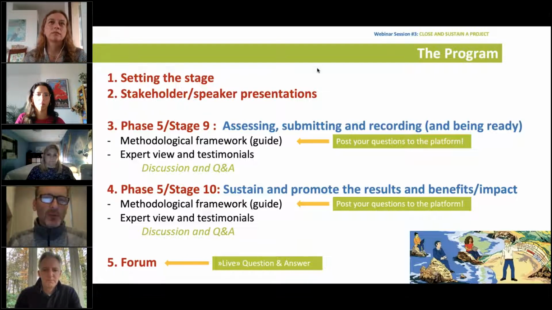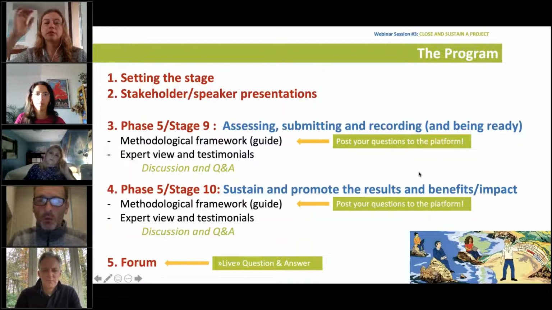And then the question of what it means to sustain and promote the results, and whether you're sustaining it for the organization or the project, more money, more fun, more activity, other funders, and things like that. So we'll get into that a little bit. So feel free to be posting those questions as we get into it, and then we'll have the forum at the end to have a more open discussion.